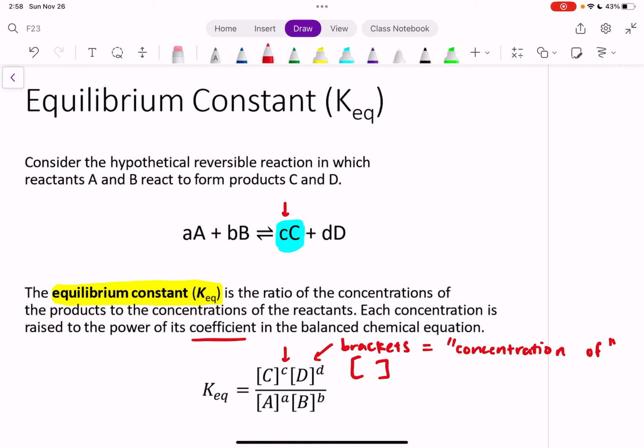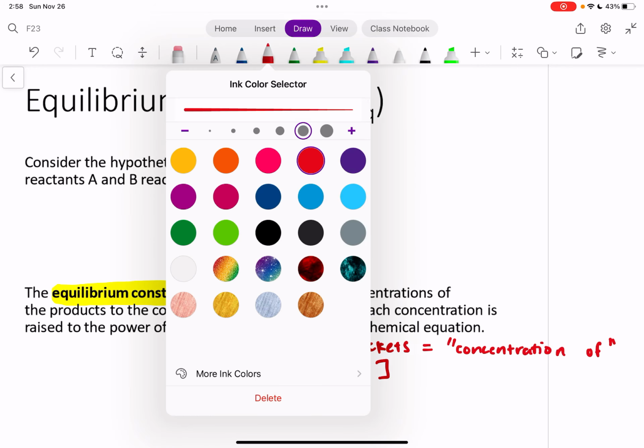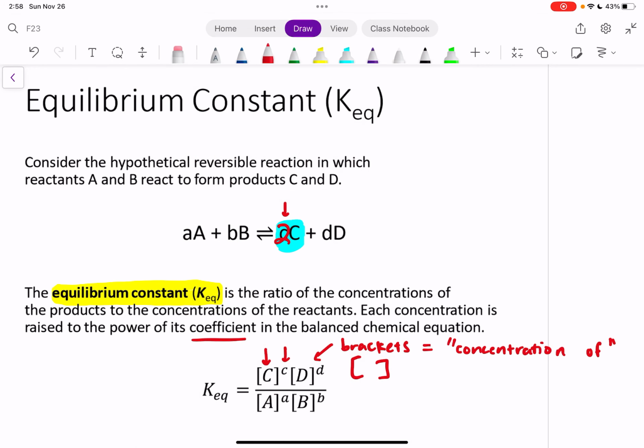So if the coefficient right there for C is 1, then you would raise the concentration of C, your product, to 1. If you had a 2 there, and let's actually make that a 2, then this would be 2. If you have a 3, you would raise it to the power of 3, raised to the power of 4, whatever. You'll notice that your products, and we'll highlight those in blue, always go on the top of your equilibrium constant expression, and your reactants always go on the bottom.